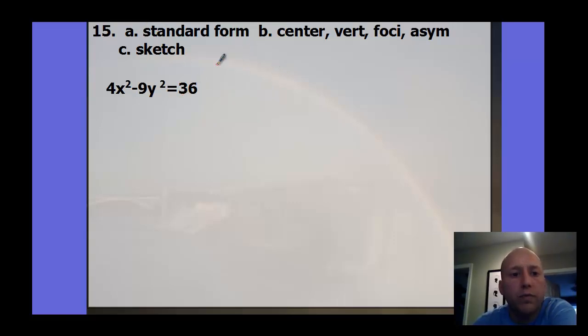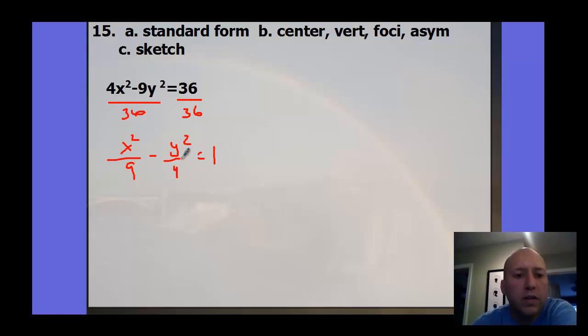So let's write one in standard form, given this setup. I can see the subtraction here tells me that's going to be a hyperbola. And then we want to get a 1 on the right hand side, so we're basically just going to divide by 36 on both sides. If we do that, we get x squared over 9 minus y squared over 4 equals 1.